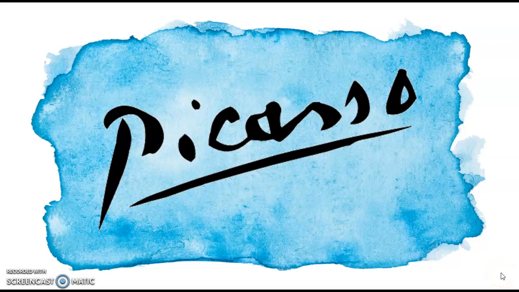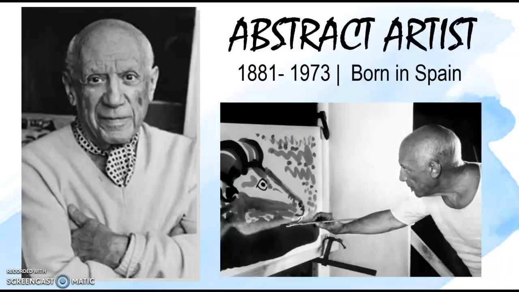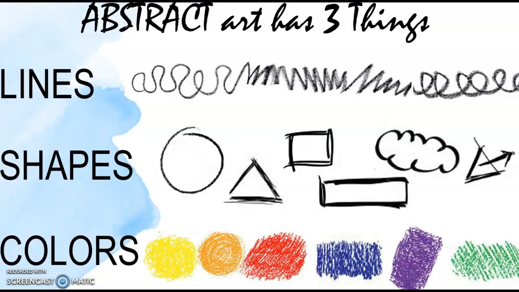Hey everyone, today we're going to be learning about Picasso. Picasso was an abstract artist born in Spain. When we say abstract, we mean art that has three main things: lines, shapes, and colors.